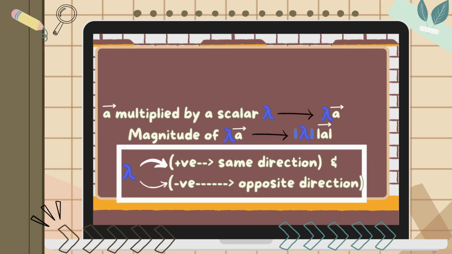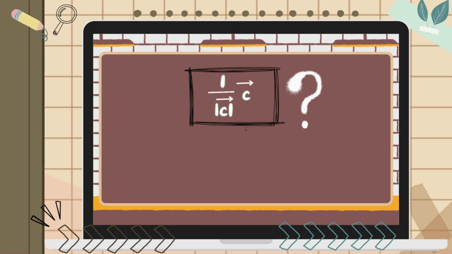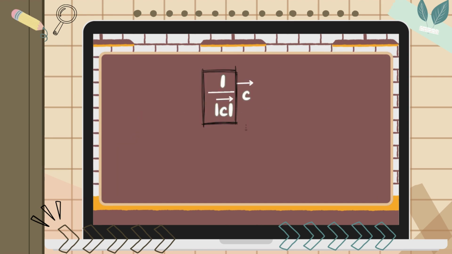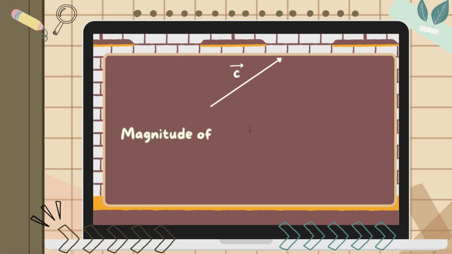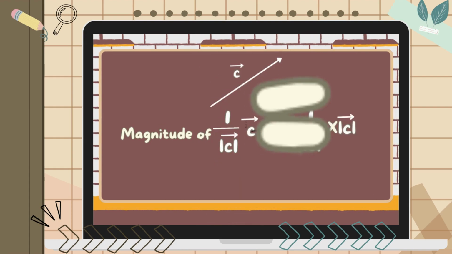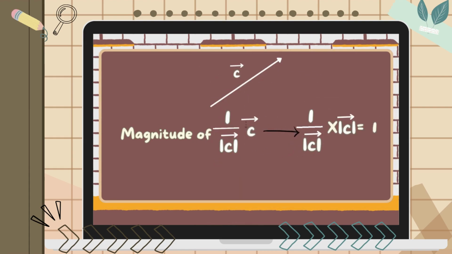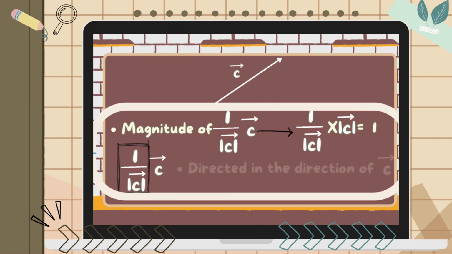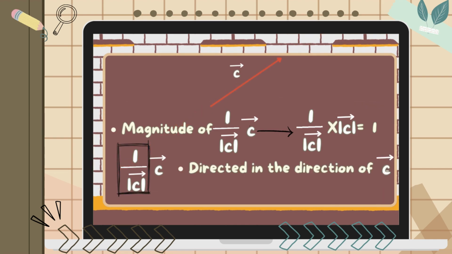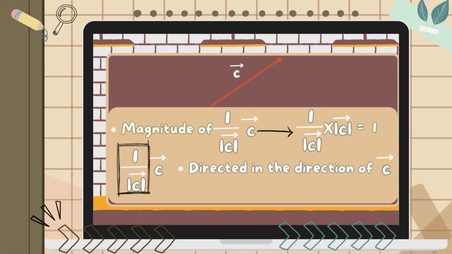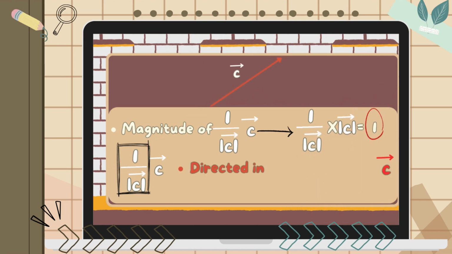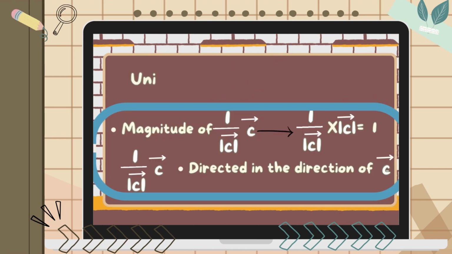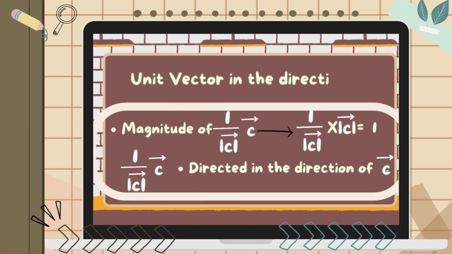So let's look at our question again. Here we multiply by the number 1 over the magnitude of vector C. So the magnitude of the new vector will be this, which turns out to be 1. And since the number is positive, the direction of the new vector will be that of vector C. So we get a vector with magnitude 1 in the direction of vector C. This vector is called the unit vector in the direction of vector C.